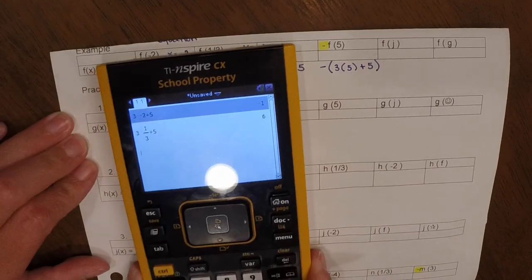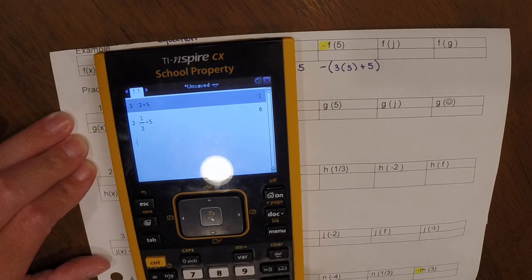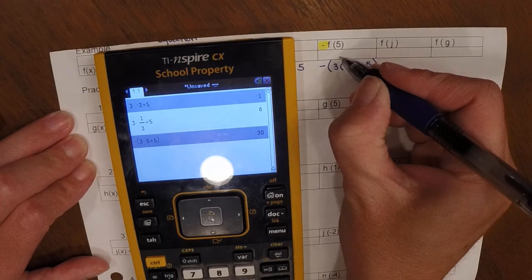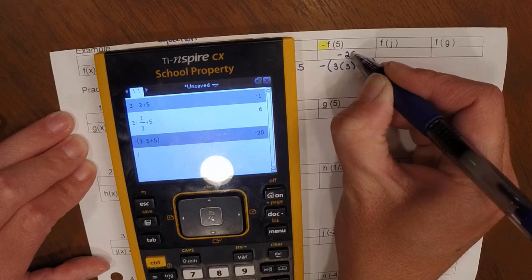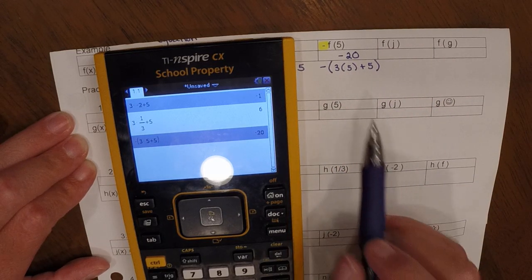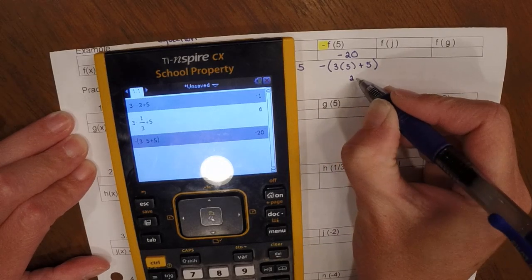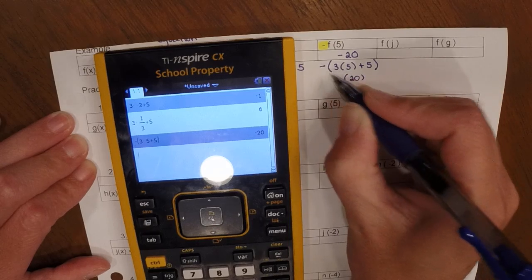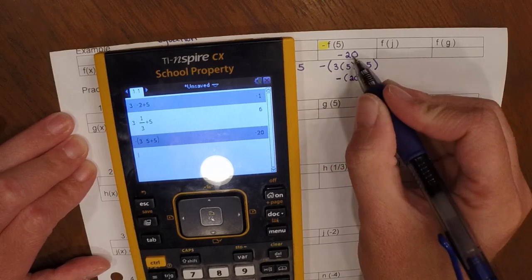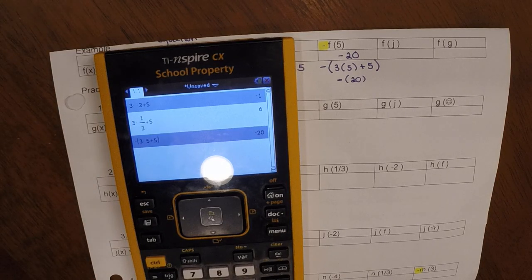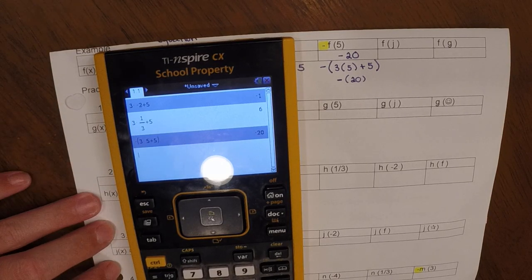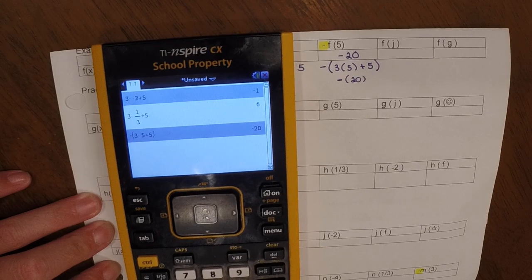So I can either type this all in at once, negative, parentheses, 3, parentheses, 5, close, plus 5, close, and press enter, and it tells me that this solution is -20. The other option would be that I could put this in, and if I just typed this in, it would tell me that inside my parentheses I have 20, and then I would have this negative out here that would make it -20. But as long as you have a calculator, you might as well use it. And so you might as well just put it in there all at once.